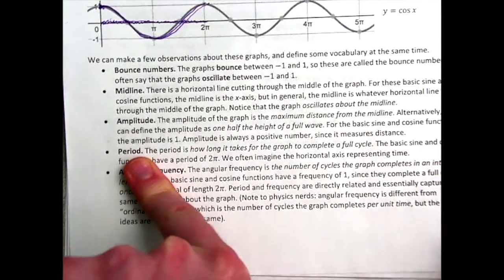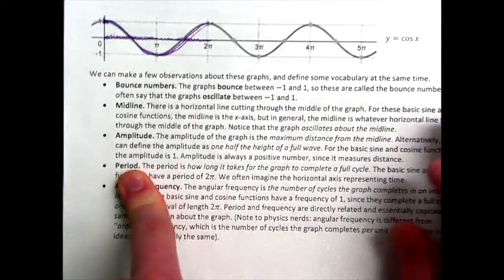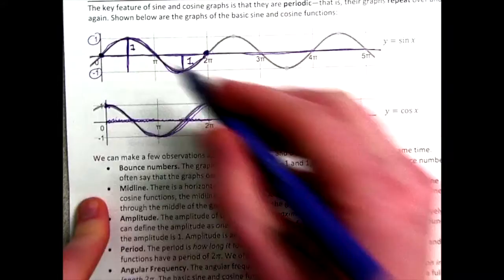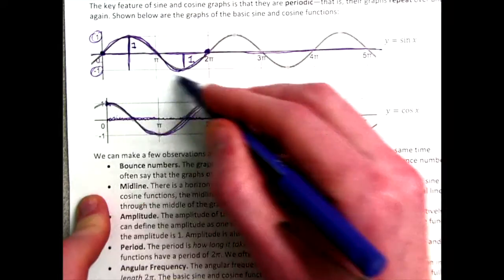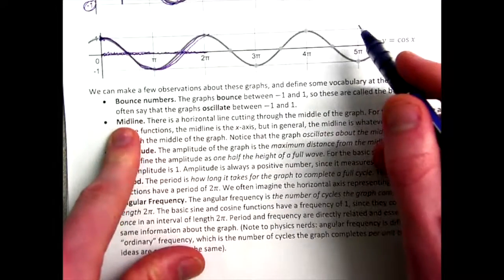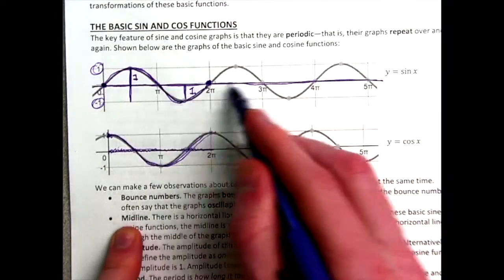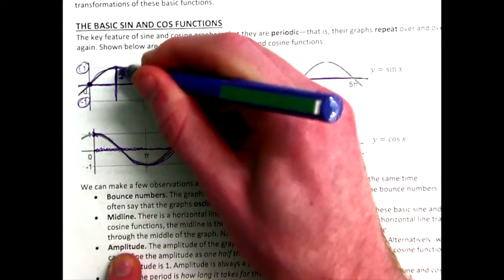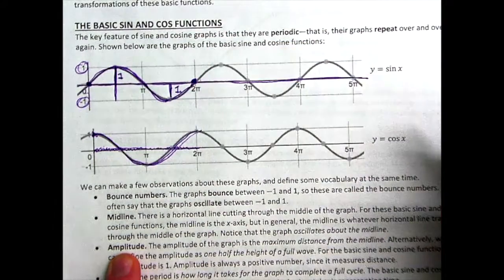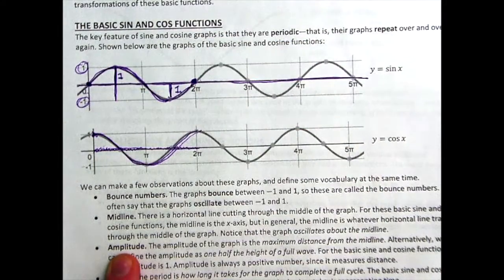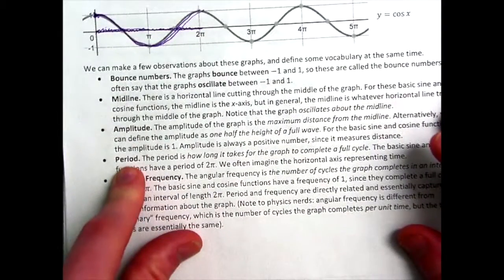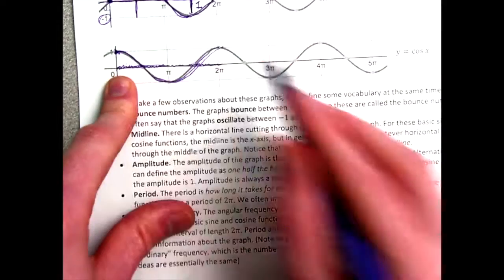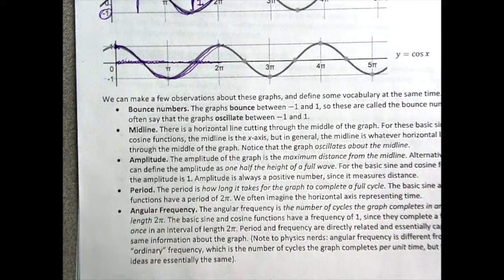Okay, so let's just quickly go over those vocabulary words again, which describe these two graphs. We have the bounce numbers, which are the y values that the graph bounces between. We have the midline, which is the horizontal line that goes through the middle of the graph. We have the amplitude, which is this distance right here, just 1 full height of the wave, or if you like, the distance between the midline and a peak or trough of the graph. We have the period, which is the length of 1 full cycle, how long it takes to complete 1 full cycle.